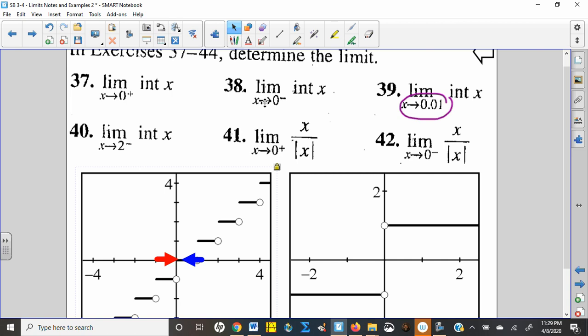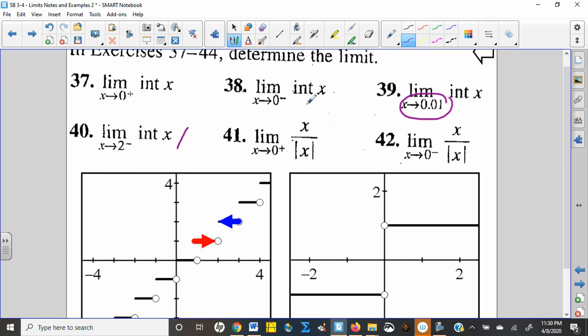So the answer is definitely going to be a 0 there, because that's where all the values are between 0 and 1. Okay. The last greatest integer function was what happens as we approach 2 from the left. So here's 2. We're approaching from the left with the red arrow, from the right with the blue arrow. As I approach 2 from the left, my height is 1. As I approach 2 from the right, my height is 2. They wanted it from the left, so the answer for number 40 is 1.